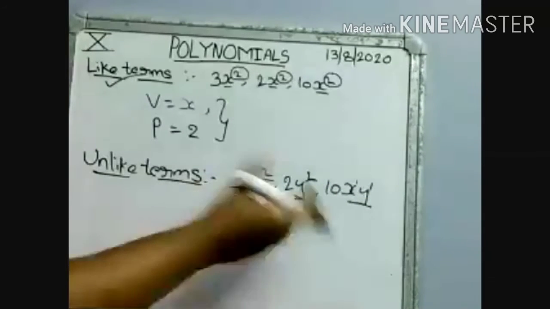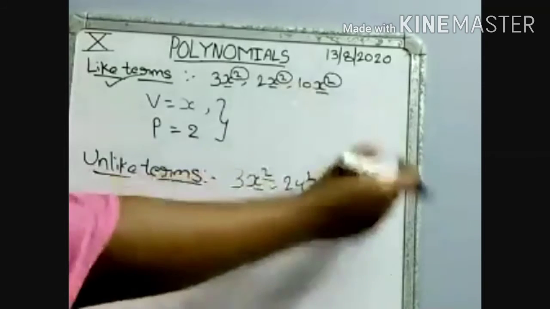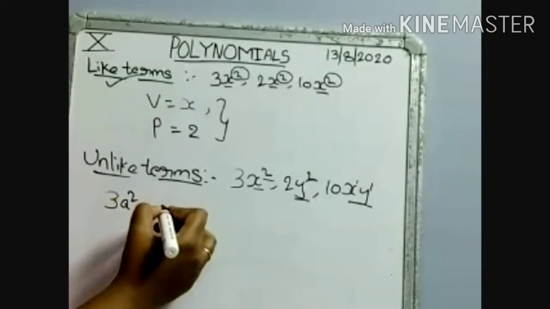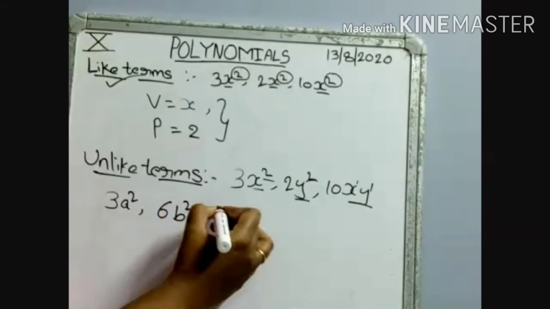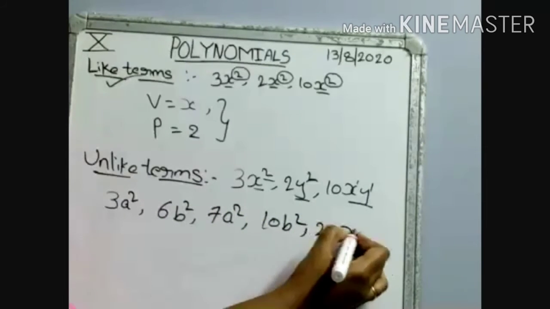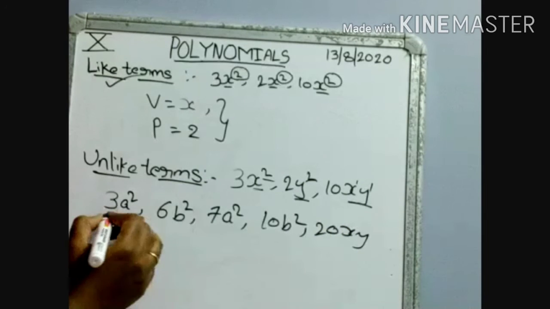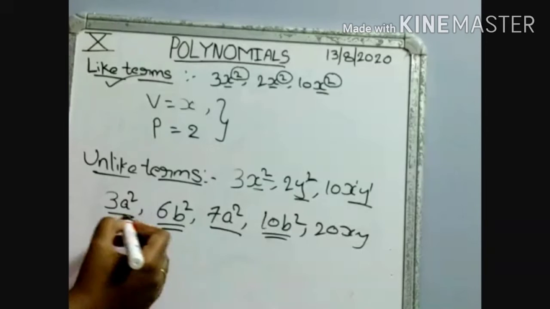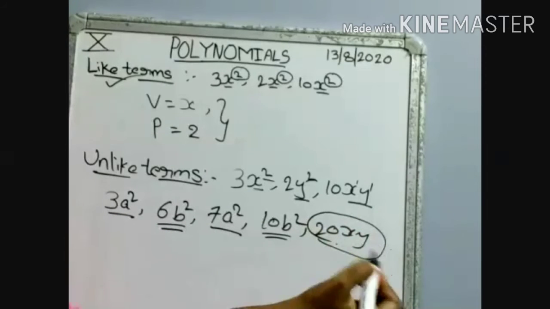So when the variables are not the same, we can't see the powers also. If you take some more examples, suppose 3a square, 6b square, 7a square, 10b square, 20xy. Here 3a square and 7a square are one part. Yes or no? Yes. And 6b square and 10b square are another part. So these are the like terms, and this is the unlike term because another such term is not there.